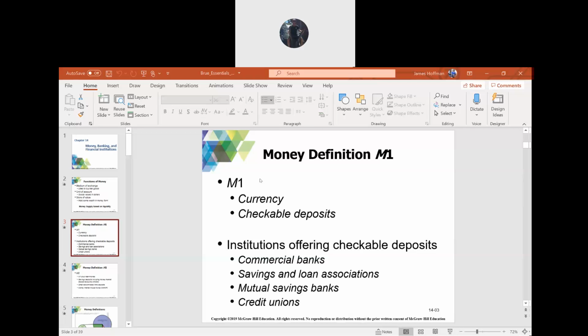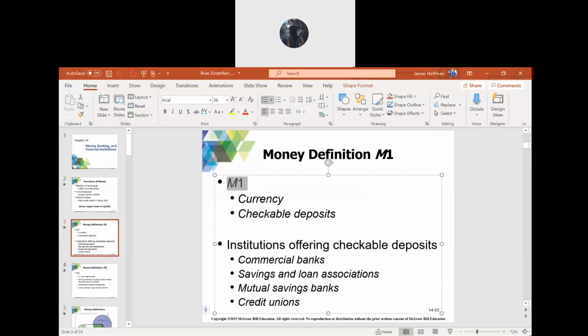Okay, and so M1 is basically the most liquid form of money. So this is just currency. Currency is obviously liquid because it's already cash. And then checkable deposits, because those can easily be converted into cash. So the two most liquid assets combined make up the definition of M1.